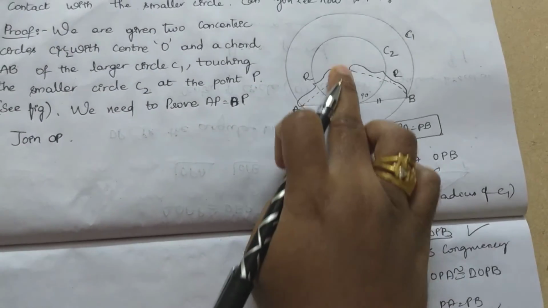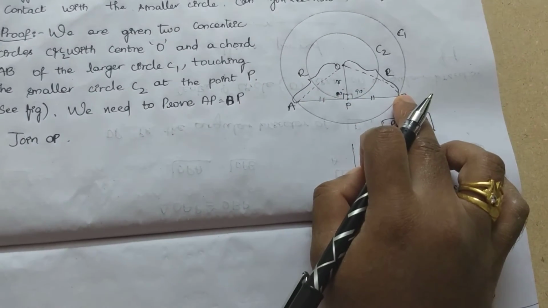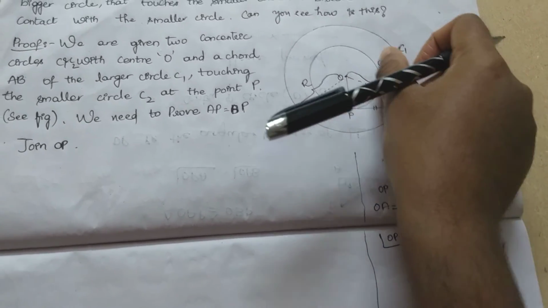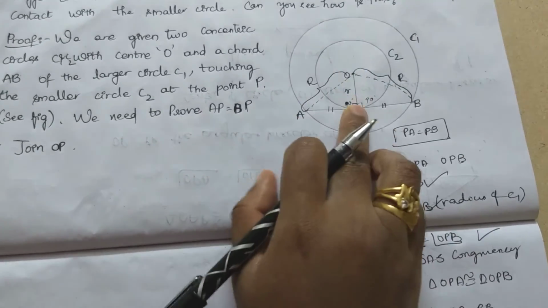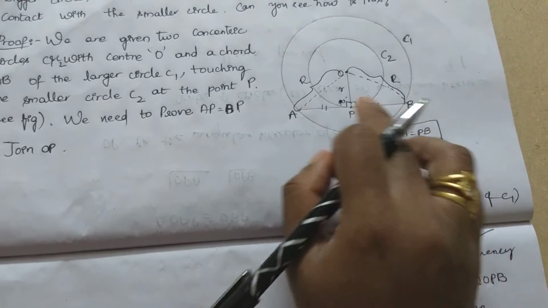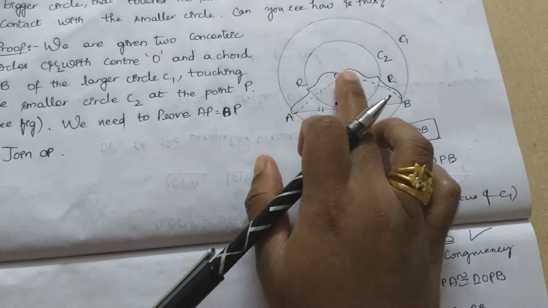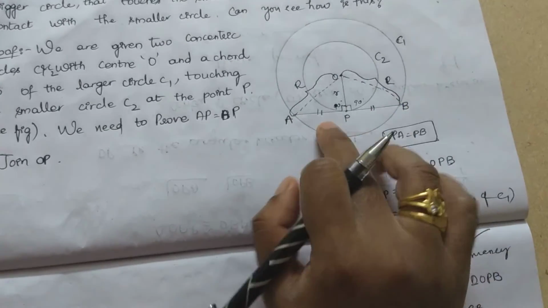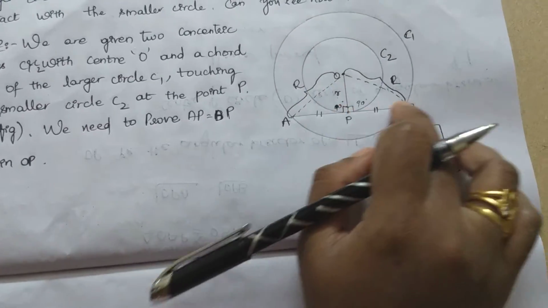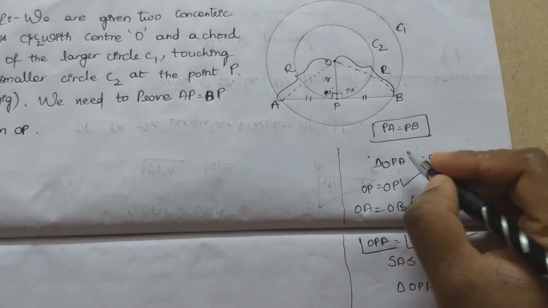So first, what did I do? I have joined OP. They have already given that AB is a tangent, and OP is the radius of the smaller circle. So the radius is perpendicular to the tangent as per theorem 9.1. After making 90 degrees here, I have drawn OA and OB as dotted lines. From this, you can take two right angle triangles. One is triangle OPA, the other one is triangle OPB.